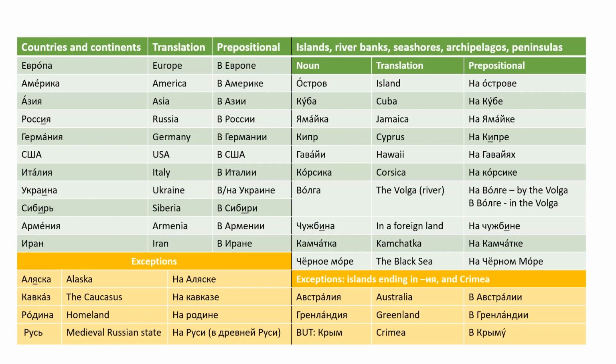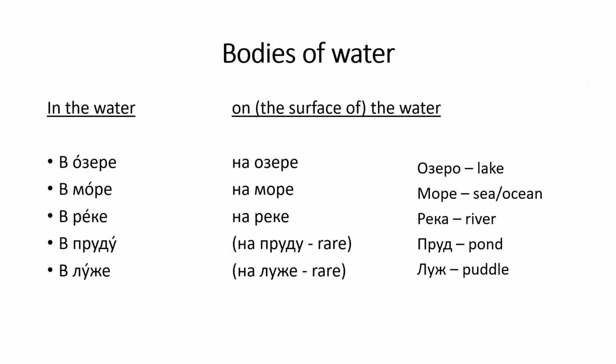And then just last of all, for some reason, Krym, which means Crimea in Russian, goes to Krymu, but takes v. V Krymu, v Krymu. So just going into the bodies of water thing a bit more, v generally refers to things underneath the surface, submerged in water. If you're talking about the chemicals or bacteria inside water, then you would use v.